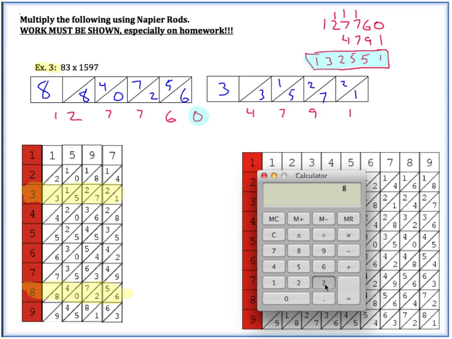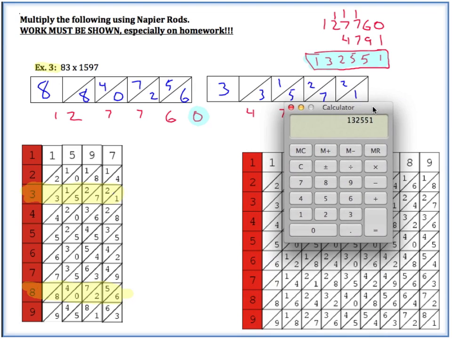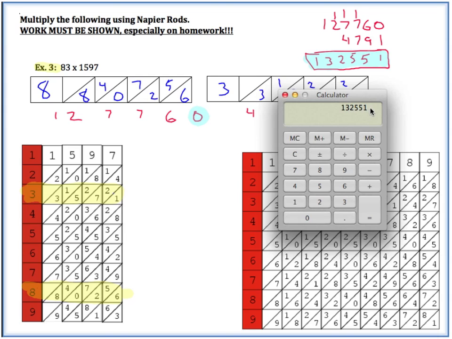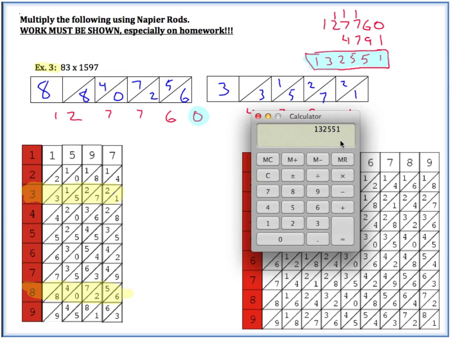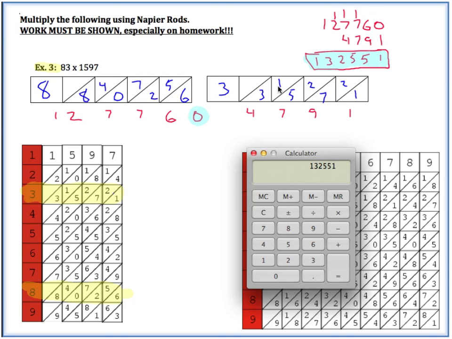So 83 times 1,597. And you can see our answers match. And again, we're able to multiply without doing any multiplication whatsoever. Things like this are precursors to our modern day calculator, which take all the work of adding away as well. All right, so that is using Napier's rods to perform multiplication, and this is what you would need here to show your work to get your answer.